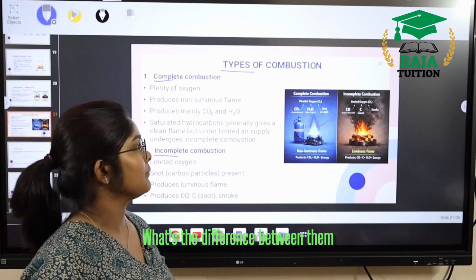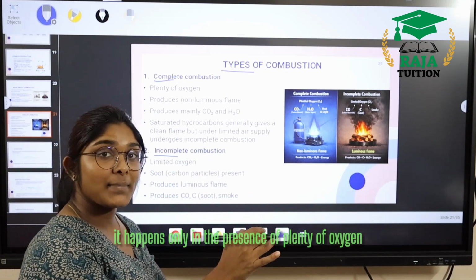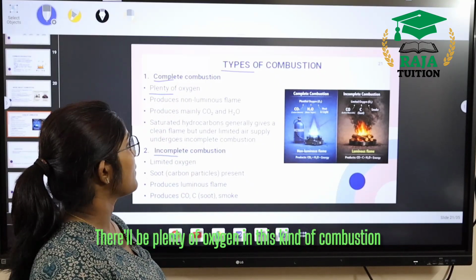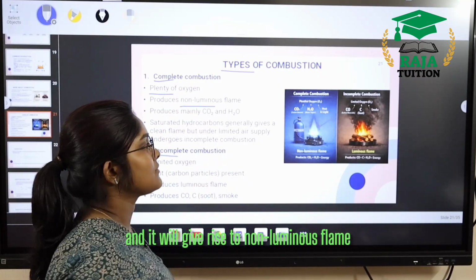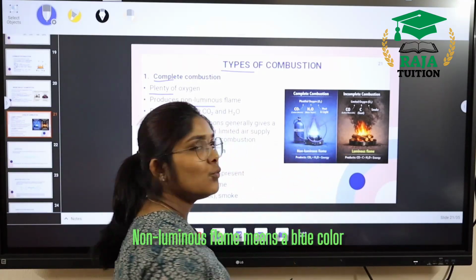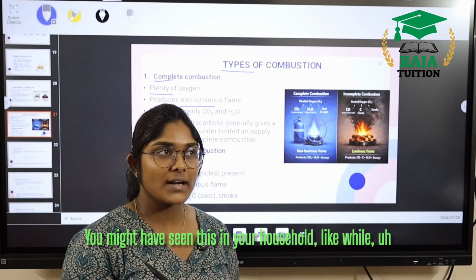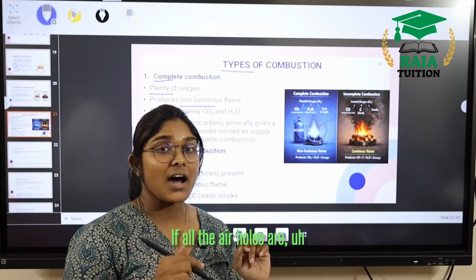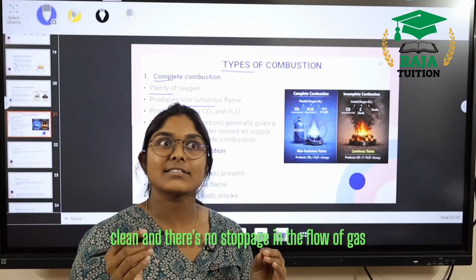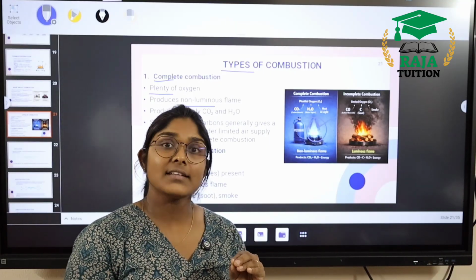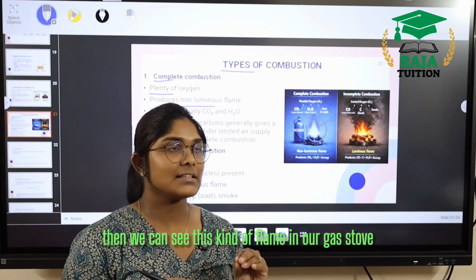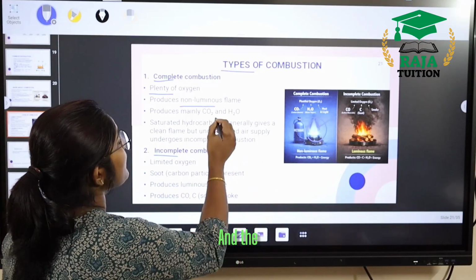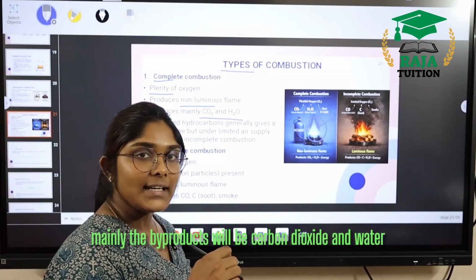What's the difference between them? Complete combustion happens only in the presence of plenty of oxygen, and it will give rise to a non-luminous flame. Non-luminous flame means a blue color. You might have seen this in your household while lighting a gas. If all the air holes are clean and there is no stoppage in the flow of gas and no dirt, then we can see this kind of flame in our gas stove. And mainly the byproducts will be carbon dioxide and water.